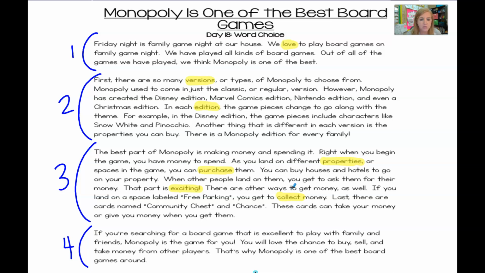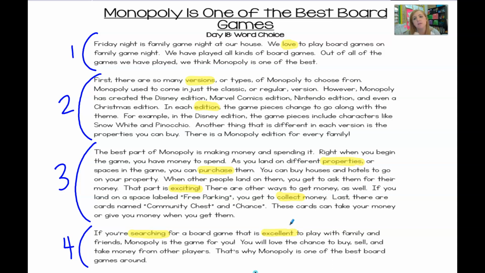Paragraph 4, if you're searching for a board game. Now, there's a strong word, searching. It's a little bit stronger and more interesting than just saying if you're looking or if you're trying to find a board game. Instead of saying you're trying to find or if you're looking, you could just say if you're searching. That's a little bit more interesting than just simply saying looking. For a board game that is excellent, there's that other word, it's similar to exciting. To play with family and friends, Monopoly is the game for you. You will love the chance to buy, sell, and take money from other players. That's why Monopoly is one of the best board games around.